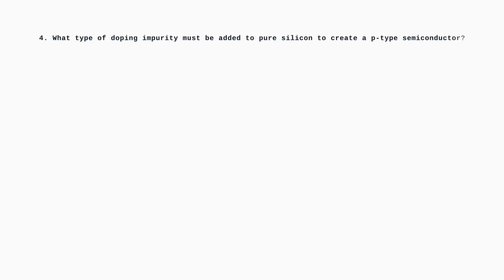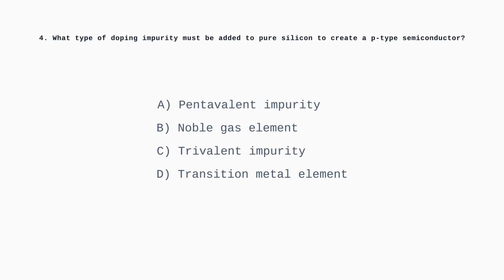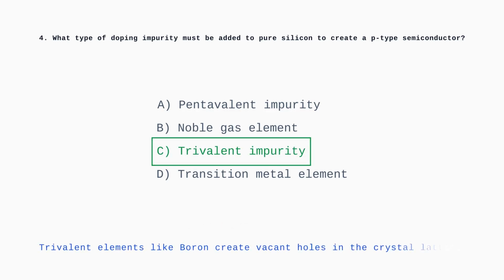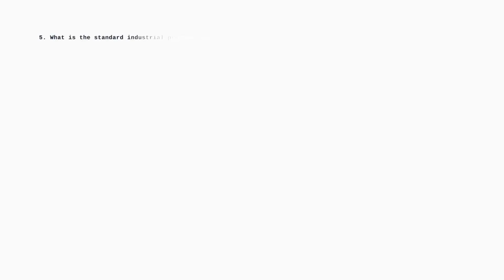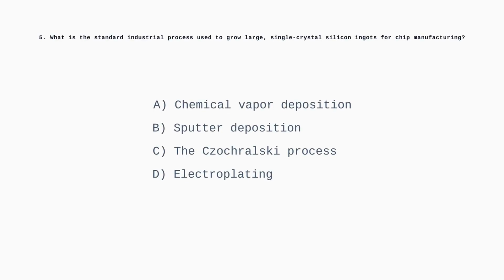the first time. Question 4. What type of doping impurity must be added to pure silicon to create a p-type semiconductor? Adding a trivalent impurity like boron creates a hole, because it has only 3 valence electrons to share with neighboring silicon atoms. Question 5. What is the standard industrial process used to grow large, single-crystal silicon ingots for chip manufacturing?